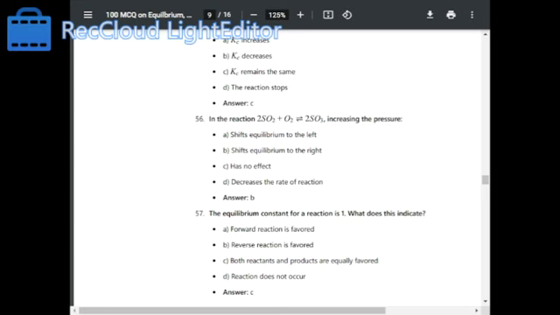Question number 57. The equilibrium constant for a reaction is 1. What does this indicate? Option A, forward reaction is favored. Option B, reverse reaction is favored. Option C, both reactants and products are equally favored. Option D, reaction does not occur. The correct answer is C, both reactants and products are equally favored.